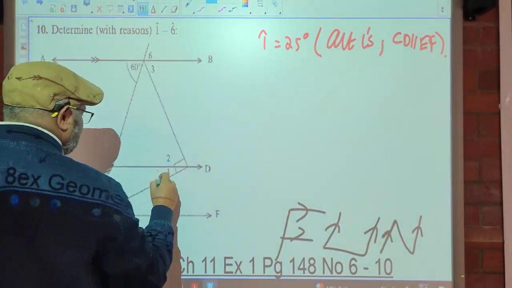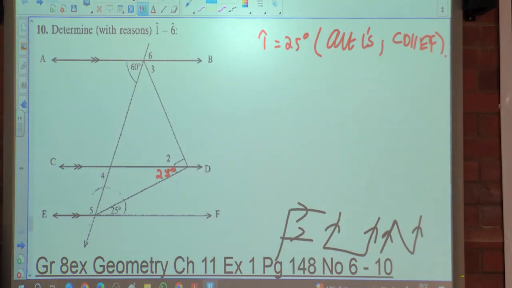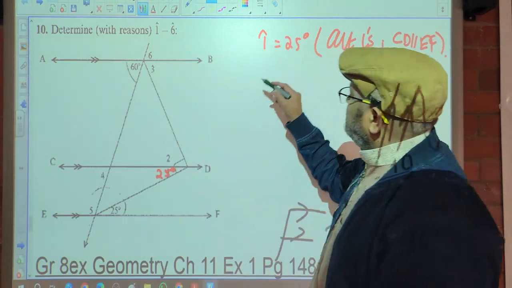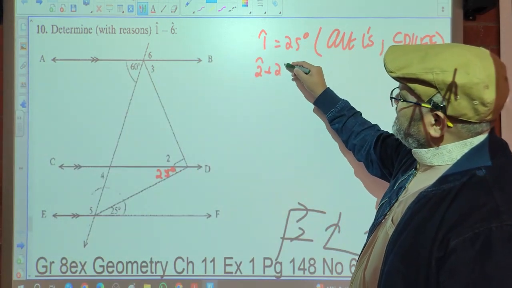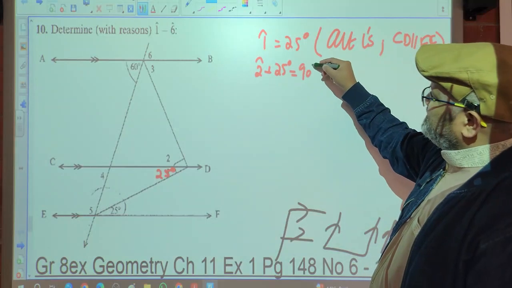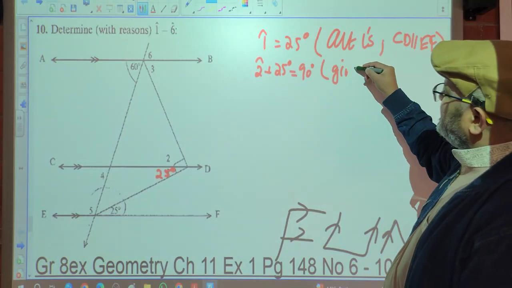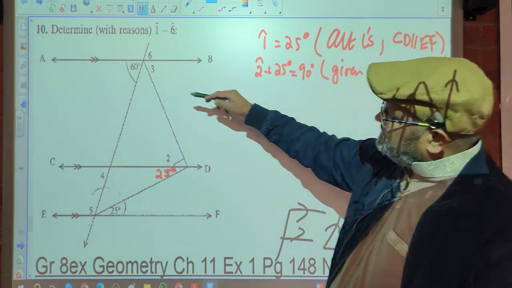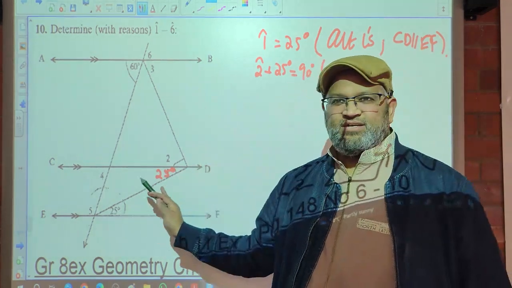Now put 25 here. Hello. Settle down. Okay? I'm going to calculate angle 2. Right angle. Can you see it's 90 degrees given? So we know that angle 2 plus 25 is equal to 90 degrees. Why? It's given a right angle, or it's given that there are no markings here.